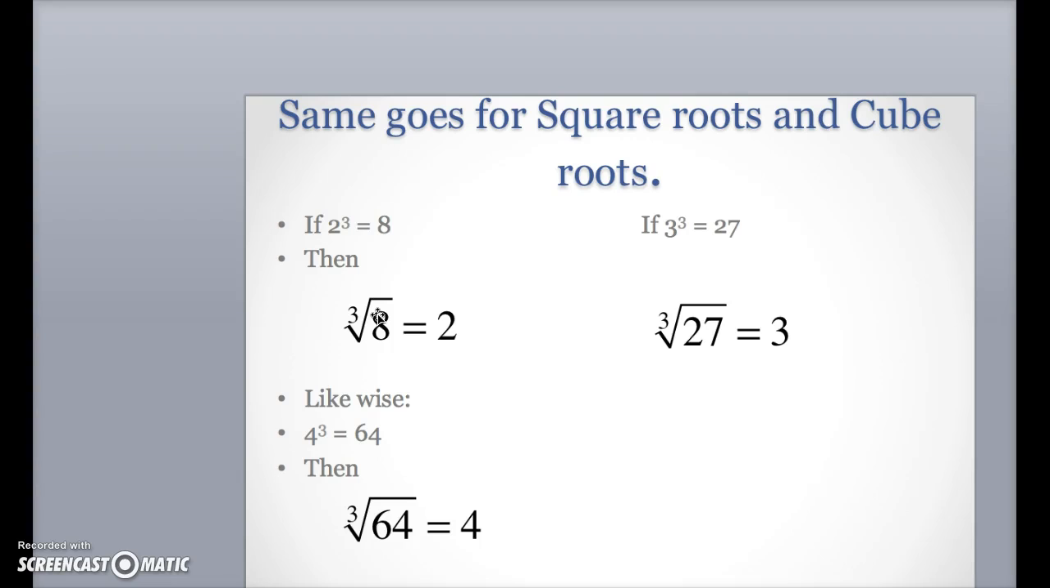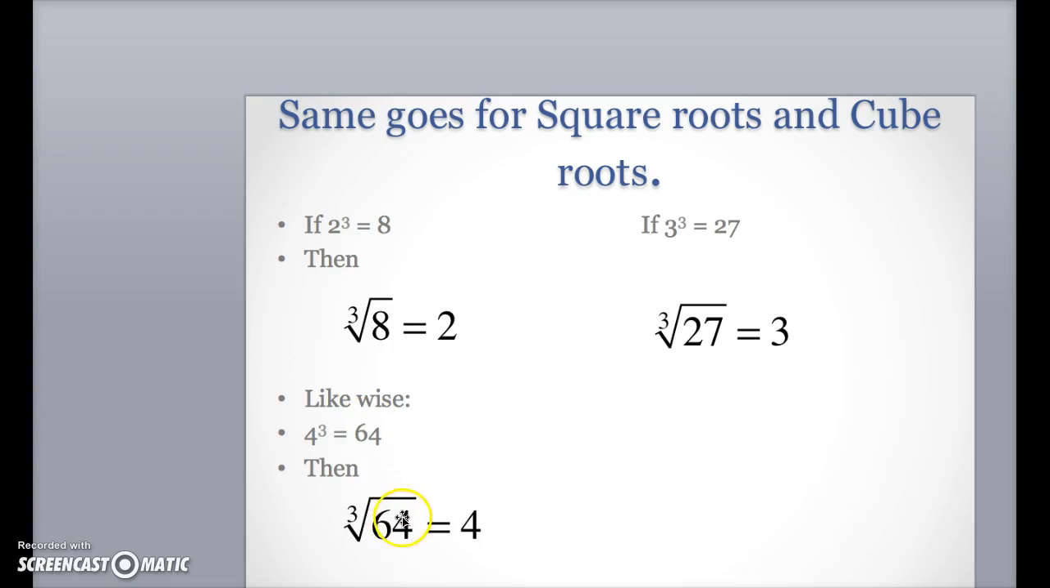These are areas where if we know that 2 cubed is 8, then the cube root of 8 is 2. These are opposites. Same thing here. If 3 cubed is 27, then the cube root of 27 is equal to 3.